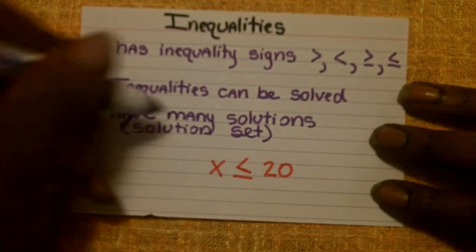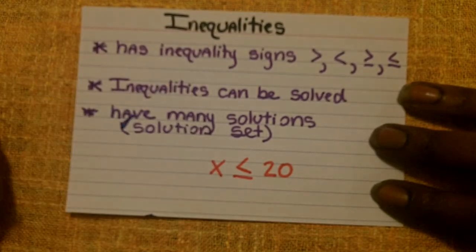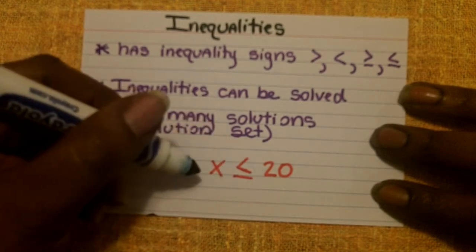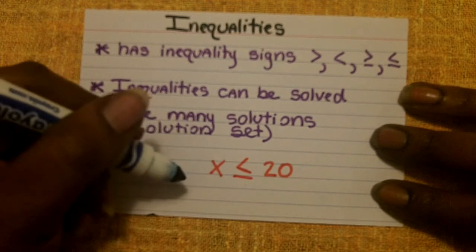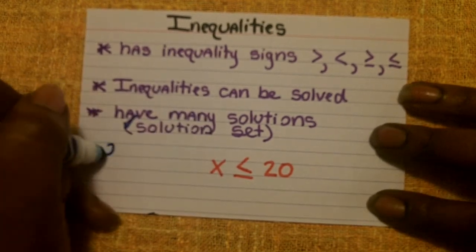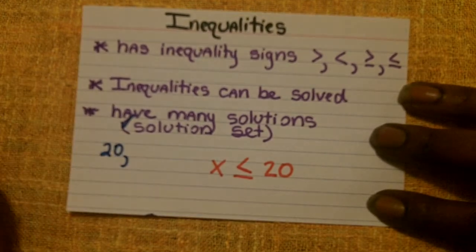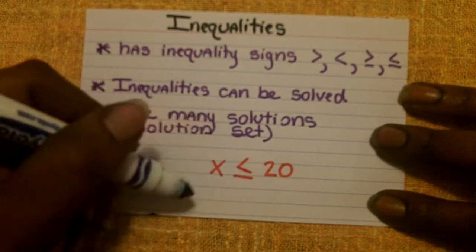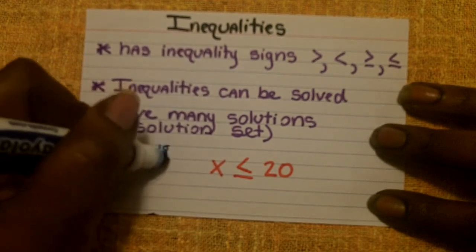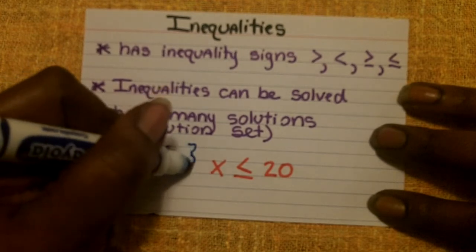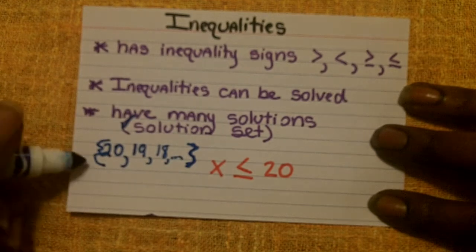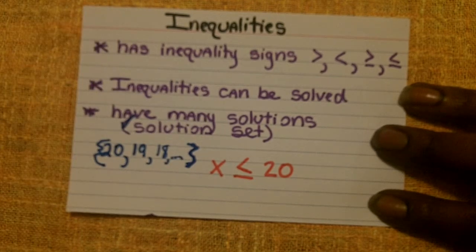Therefore, we call their answers written in a solution set. So for an example, we have x is less than or equal to 20, where there are many, many possible solutions that x could be in order to make this statement true. It could be 20. Another value that is less than or equal to 20 would be 19. Then we have 18, and so forth and so on. So all of these would be inside brackets, and this is what we would call a solution set for this particular inequality.